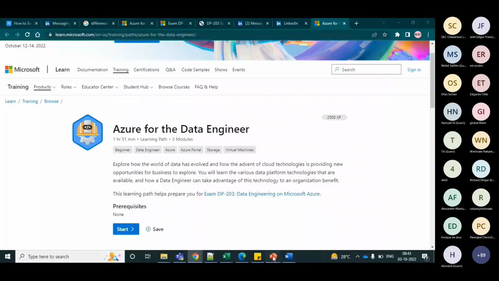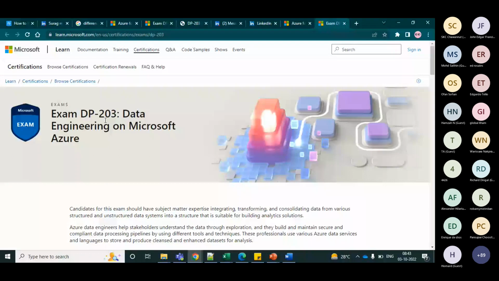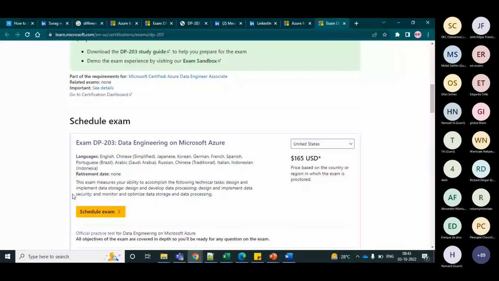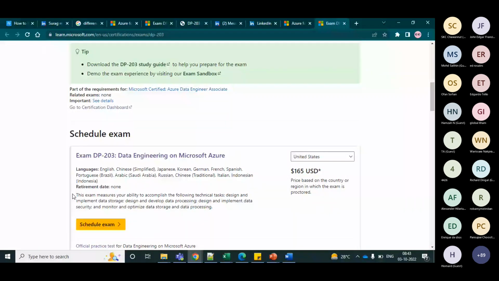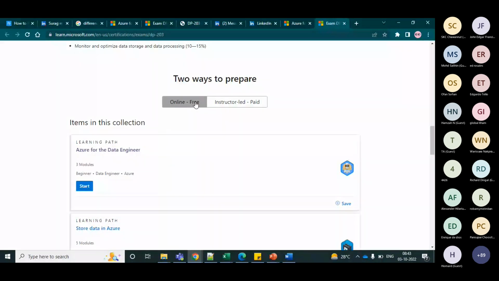Then the next thing we have is your DP-203 exam. If you are preparing for this exam, you can see this is your exam, DP-203 Data Engineering on Microsoft Azure. Here you can schedule the exam. Okay, this is the option where you schedule for the exam and you can see everything. And apart from that, below you also have two ways to prepare: online free and instructor-led. In the online free option, they are providing you some study material to learn for your exam.